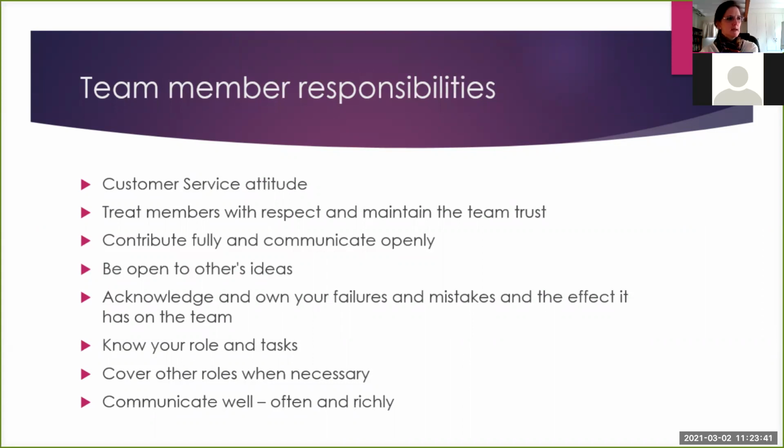So you need to have a customer service attitude. You need to care about your customer, whoever that is. Perhaps your team is serving internal business customers or external business customers, doesn't matter. There needs to be a code of conduct in teams where they understand that they must treat members with respect and value each other and maintain that team trust. So they need some sort of commitment to how they're going to communicate in the team. They need to contribute fully and communicate openly. They need to be open to others' ideas. And they need to acknowledge their own failures and mistakes and any effect it has on the team.